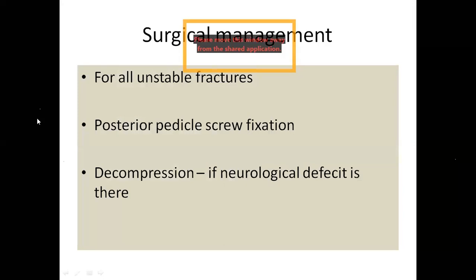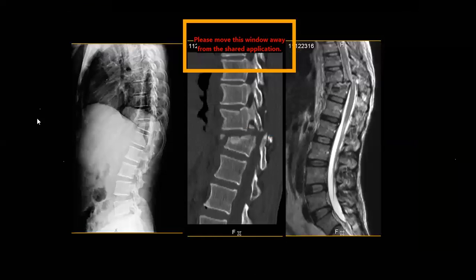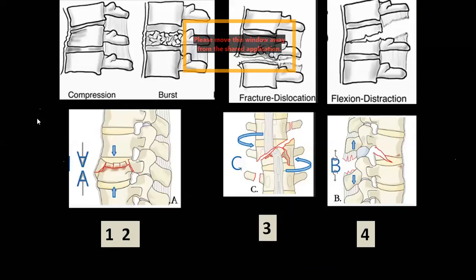We will see management of each and every structure separately. So we have got four kinds of fracture patterns. One is compression fracture, burst fracture, fracture dislocation, flexion distraction fracture. Okay, compression fracture we are going to manage conservatively. Burst fractures, some patients can have a stable burst, some patients can have an unstable burst. This kind of unstable burst only we are going to operate. So what are the unstable burst fractures?